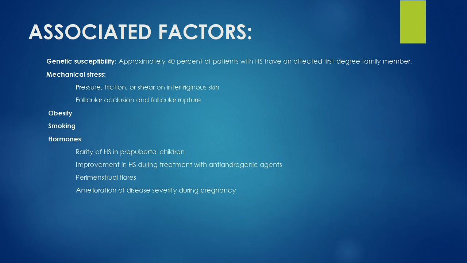Hormones. An impact of hormones on HS is suggested by observations of the rarity of HS in prepubertal children and improvement in HS during treatment with anti-androgenic agents. In addition, some women experience perimenstrual flares, and in this subgroup, amelioration of disease severity during pregnancy was found in a retrospective survey.